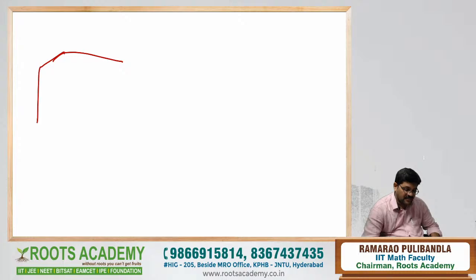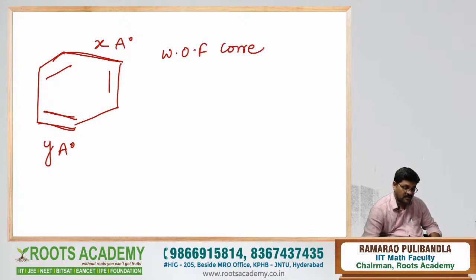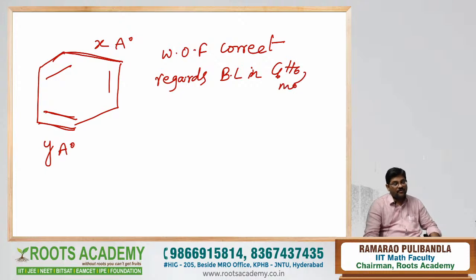Now see, a benzene molecule is given like this. This C-C single bond is taken as X angstroms, and this C=C double bond is taken as Y angstroms. Which of the following is correct regarding bond length in the benzene nucleus? This is one of the good questions.